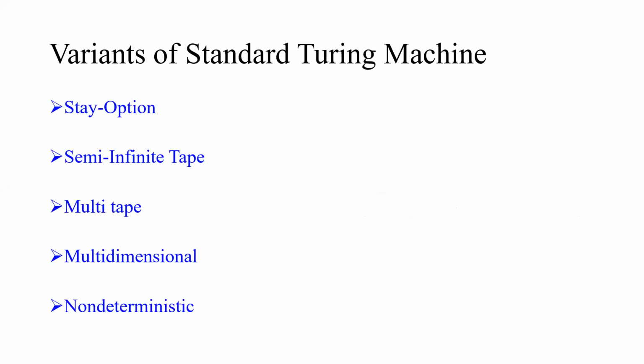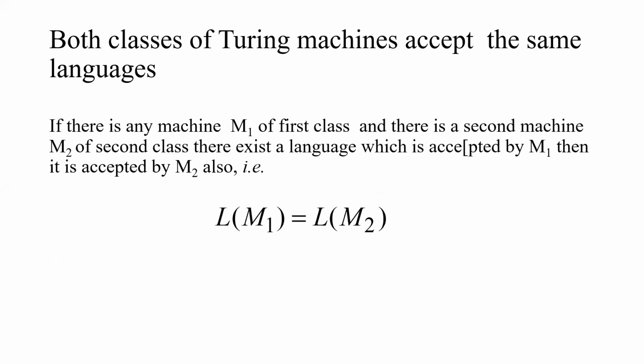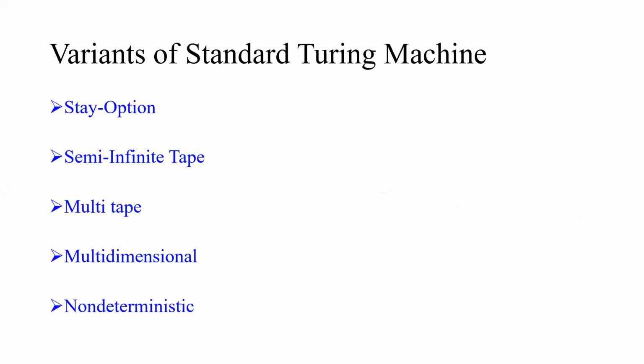Now, if we talk about the variants of this standard Turing machine, we are really discussing 5 variants. First is stay option, second is semi-infinite, third is multi-tape, fourth is multidimensional, and the last one is non-deterministic. These are the 5 variants, and for sure all these variants can perform the operations which can be performed by a standard Turing machine.